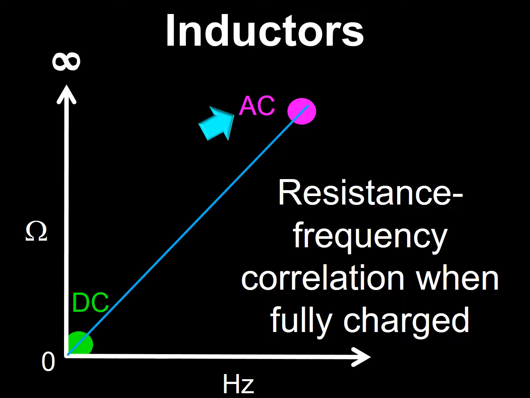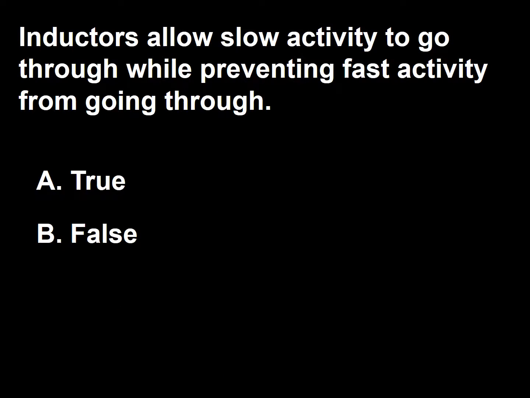But when dealing with alternating current, as frequency increases, so does resistance. This is expressed in this frame by the blue line. So the answer to this question is true.